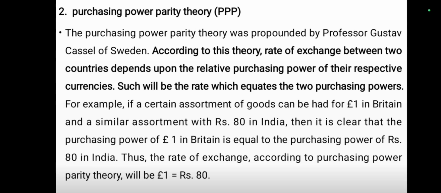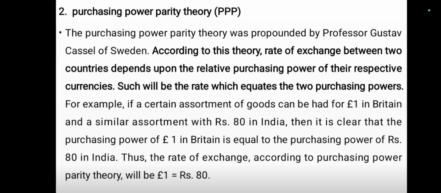Next we have purchasing power parity theory. The purchasing power parity theory was propounded by Gustav Cassel in Sweden. According to this theory, the exchange rate between two countries depends upon the relative purchasing power of their respective currencies.